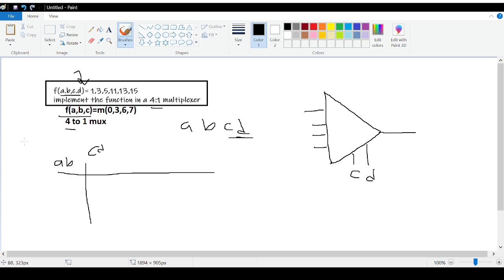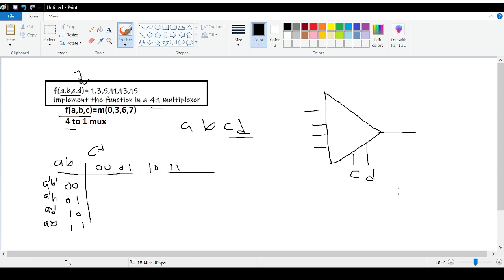So previously, in the previous example, if you look at the chart, we only had A on the column. So A had only 2 possible combinations, A bar and A. However, if you have A, B, then we have 4 different combinations, that is A bar B bar, A bar B, A B bar, and AB. So it can be 0 0, 0 1, 1 0, and 1 1. Again, for CD, we can have 4 combinations, 0 0, 0 1, 1 0, and 1 1.